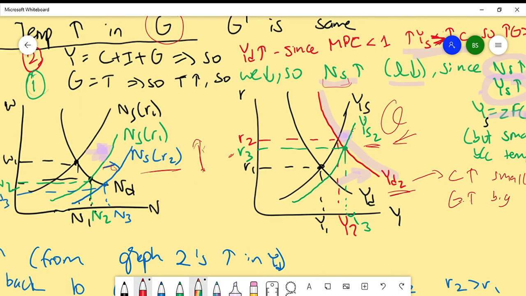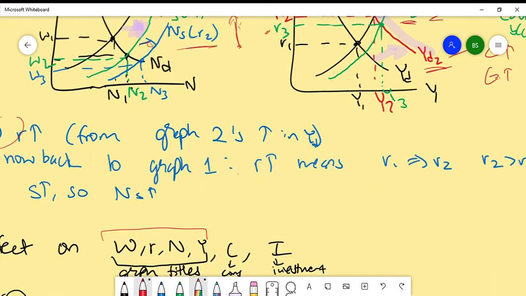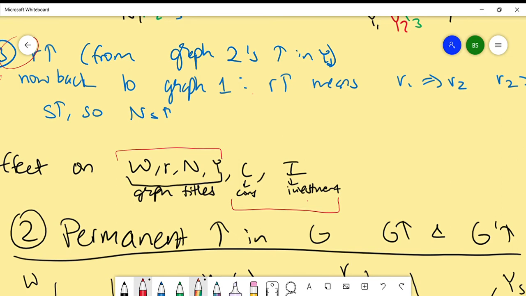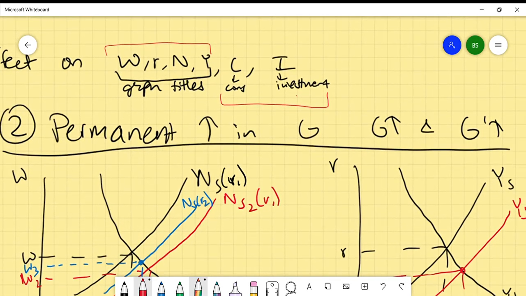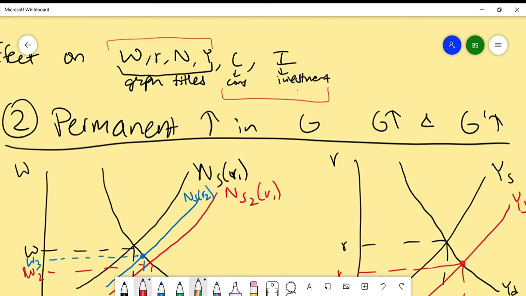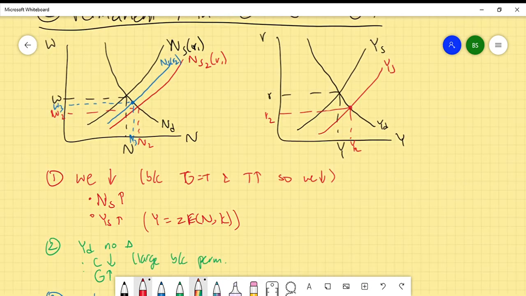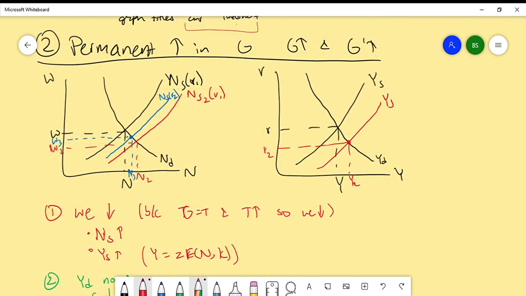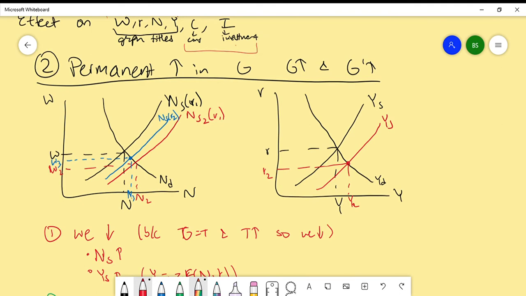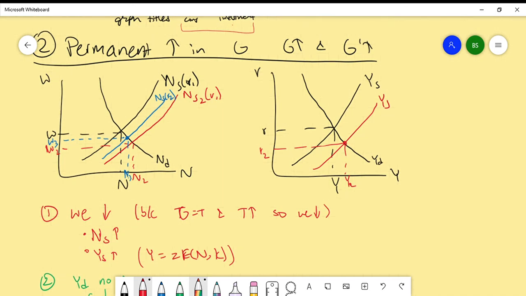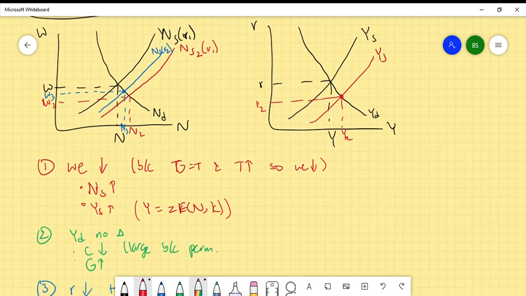Okay, if I were able to scroll down, I'd be able to go on to the next questions, but it's not. So the second one is a permanent increase in G, so both G current and G future increase. So in this case, the first thing is that G equals T. Since G increases, T increases, so lifetime wealth falls. First of all, our workers will want to increase labor supply, so NS increases. Another thing is YS also increases, because Y equals Z F(N, K) and all that stuff.